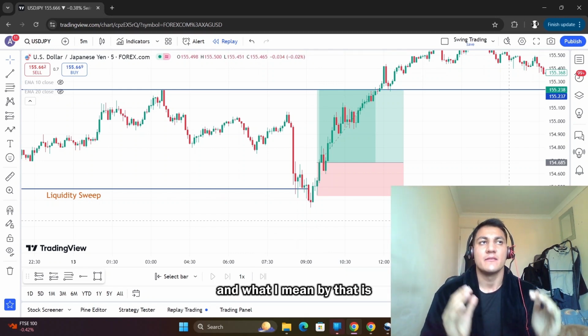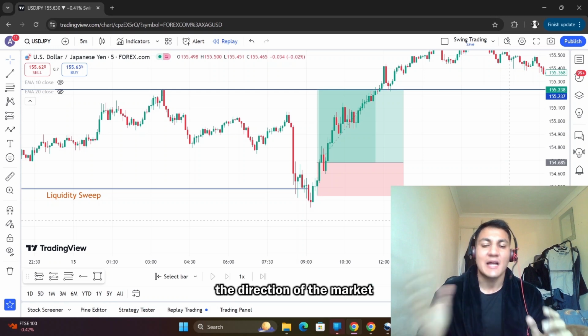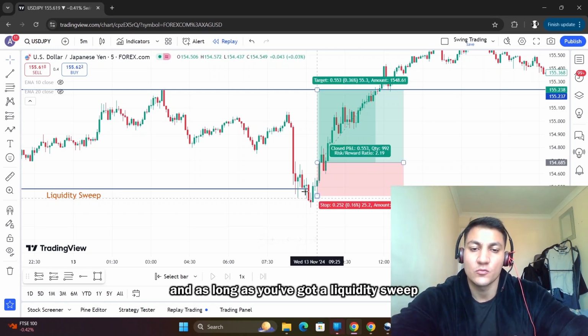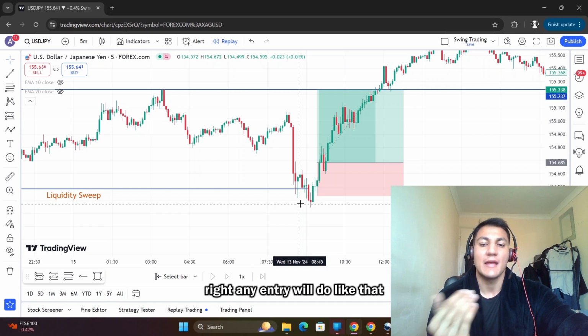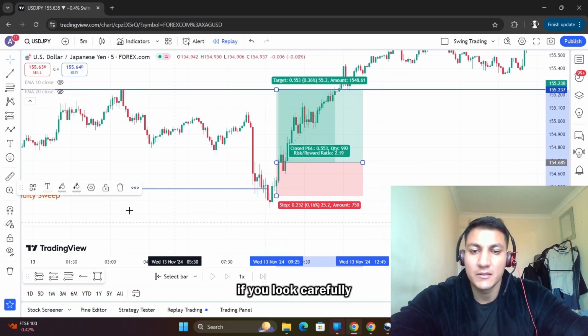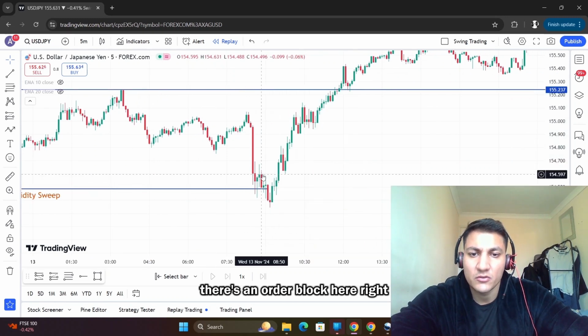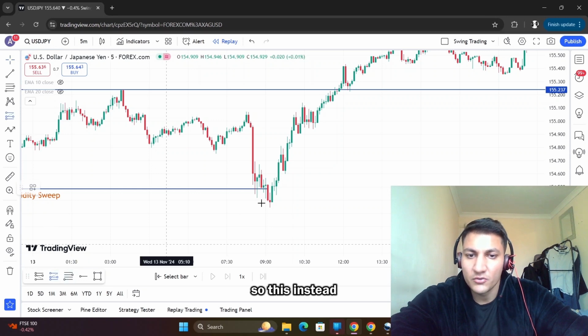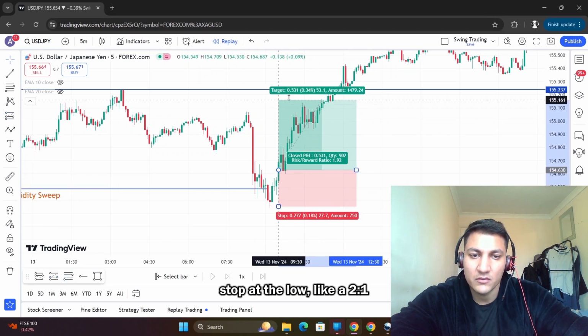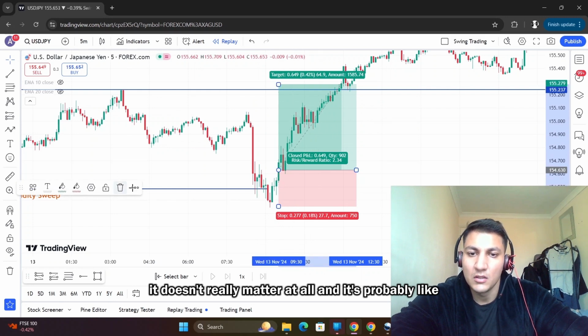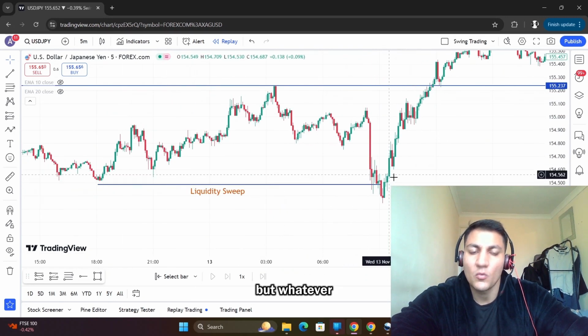What I mean by that is, as long as you've got the bias, the direction of the market, and as long as you've got a liquidity sweep, you're 90% done. You're literally 90% of the way there. Any entry will do. If you look carefully, there's an order block here, so you could have entered on this order block. This instead could have been your entry, with the stop at the low, like a 2-to-1. It doesn't really matter at all. And it's probably some sort of mitigation block, whatever entry.